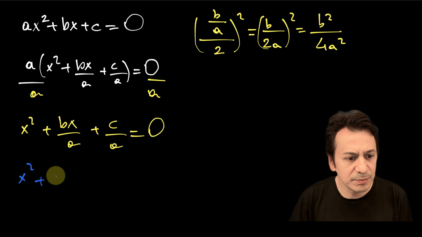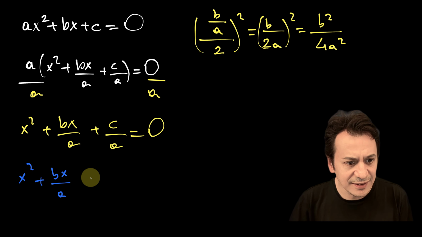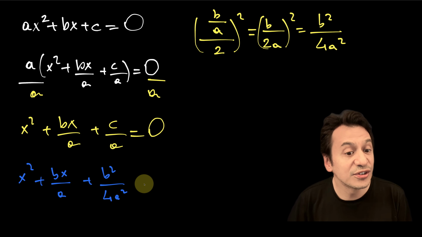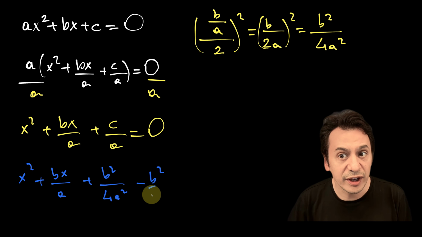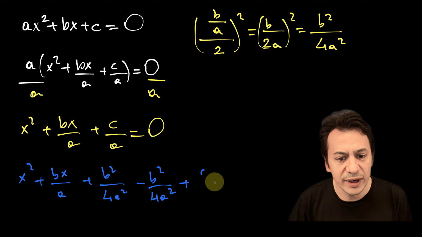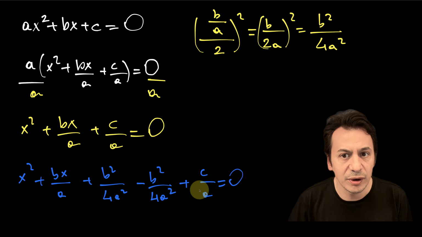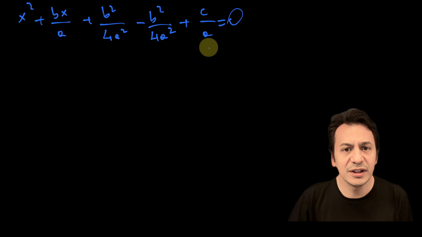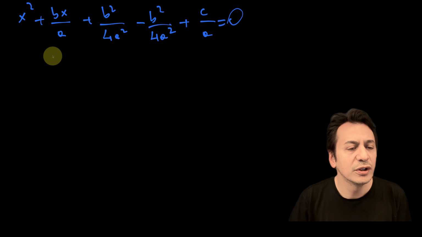x squared plus bx over a. Now I add it and, of course, subtract it, right? Because I cannot change the equation. And this c over a comes here, equals 0. Okay, so I have my new equation. I will deal with this equation in order to solve it.